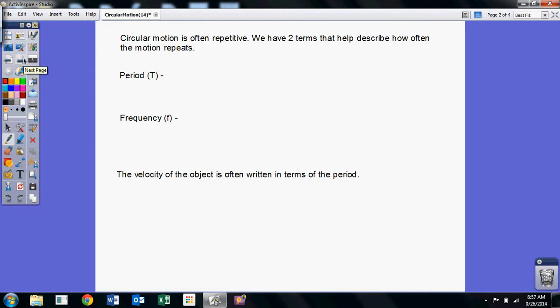Now, circular motion is often repetitive. Things keep going around and around in circles. So we want to give an idea of how often this repetition occurs. There are two terms to help us describe that. One is the period, and the period is the time for one complete revolution.